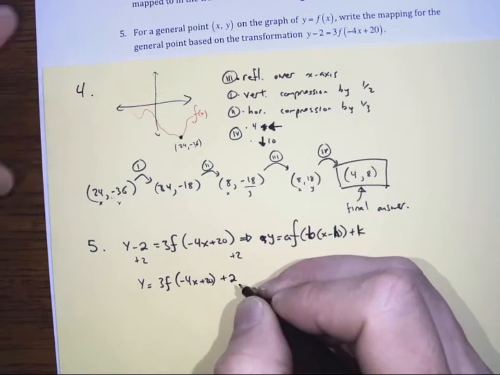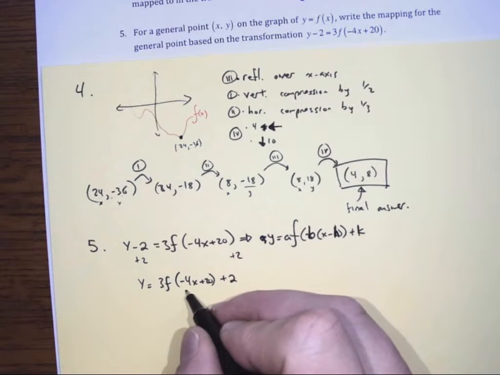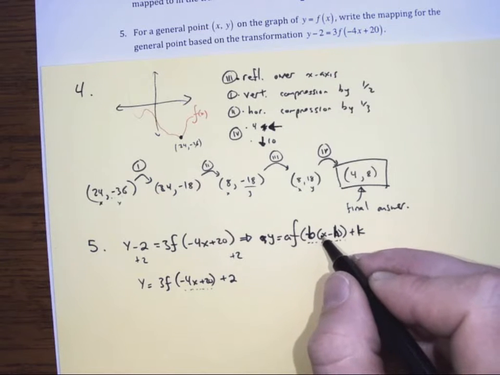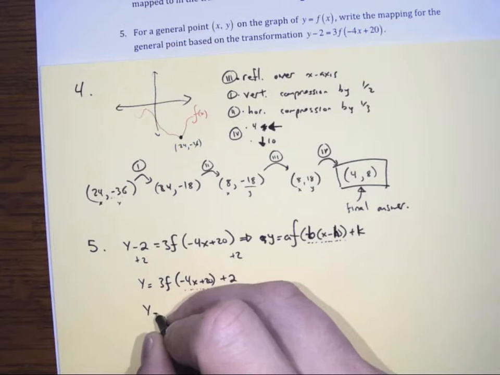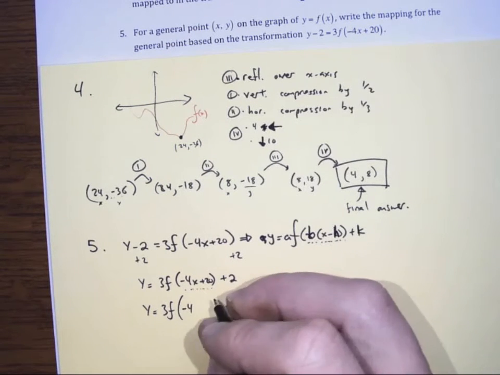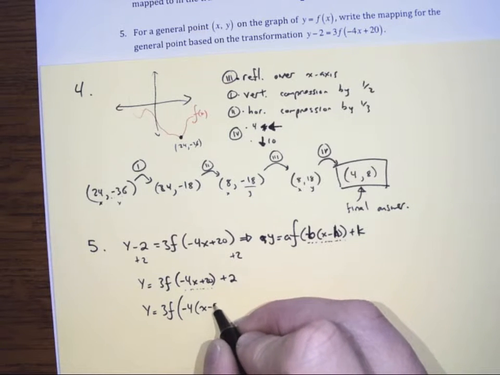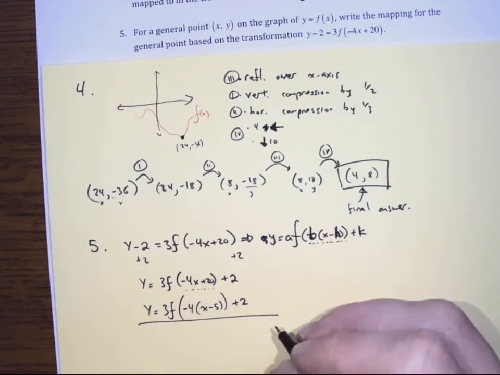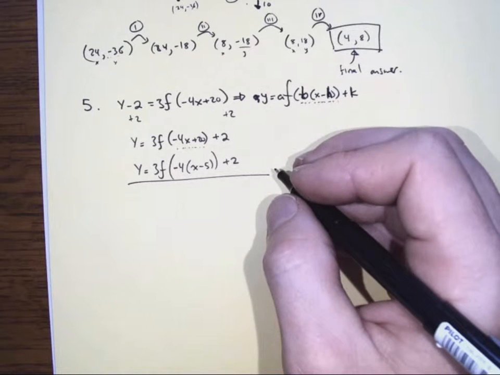Then we're going to recognize that the input into the f function is not in this form where the coefficient on x has been factored out. So I'm going to factor this negative 4 out of the expression, leaving me with an x minus 5. Now I can see the transformations that are occurring.